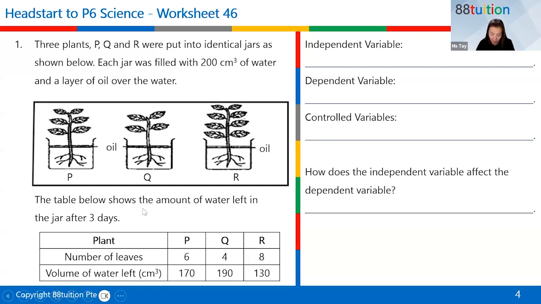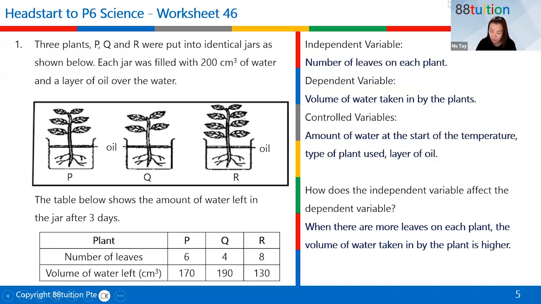The table below shows the amount of water left in the jar after 3 days. If you take a look at plants P, Q, R, the number of leaves on each plant is indicated. The volume of water left is also shown. So in this case, what is the independent variable? Have you all done the worksheet already? Shen, did you do it? You did, I hope you really did, all of you.